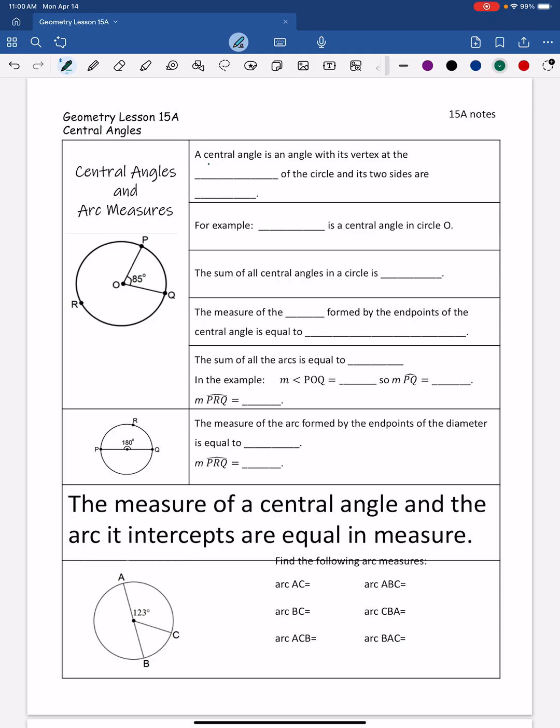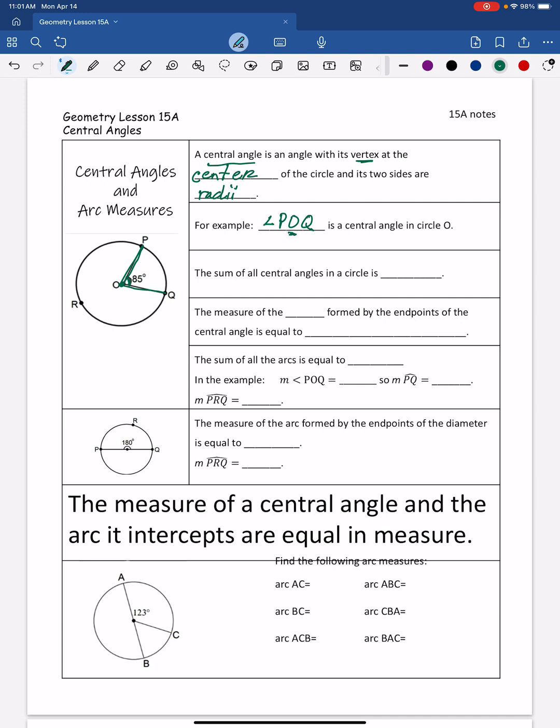So by definition, a central angle is an angle with its vertex, remember that's the point of the angle, at the center, hence the word central angle. And in this case, circle O, the vertex of angle POQ, that's going to be a central angle. The vertex is at the center, and the two sides, OP and OQ, are both radii of the circle. So in my example here that I've outlined, angle POQ is a central angle.